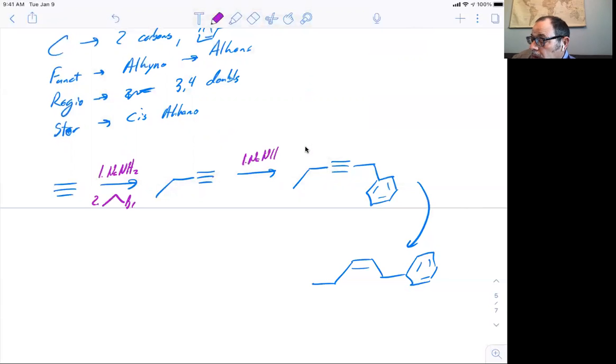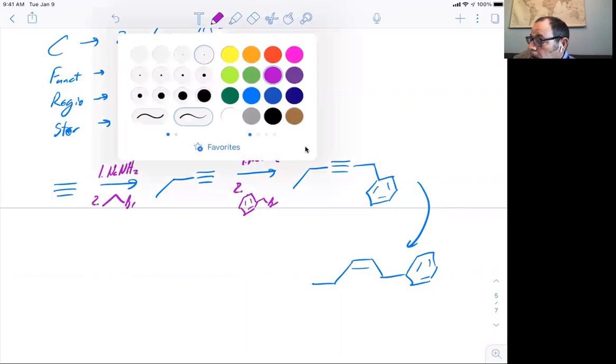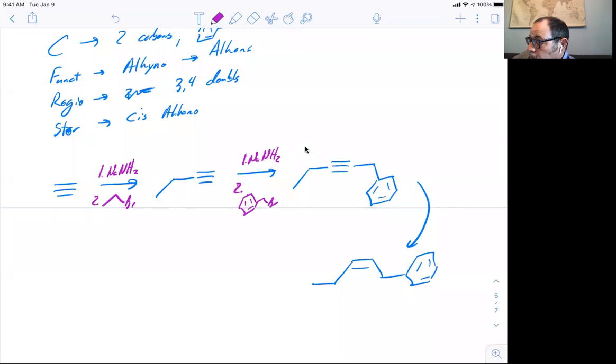So sodium amide. This time we'll add the benzylic bromide. And then from there, now we're going from the alkyne to the cis alkene. And so for this one, we're going to use hydrogen and Lindlar's catalyst to give us our alkene.